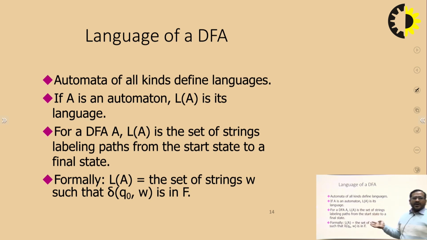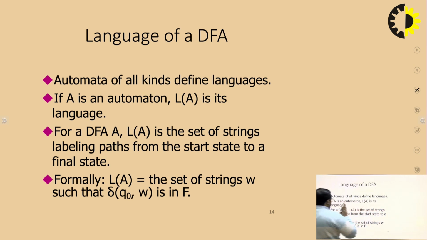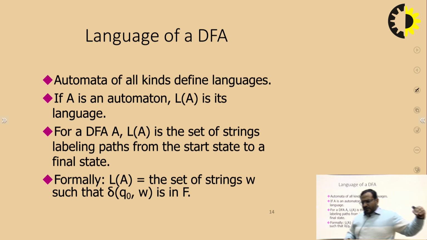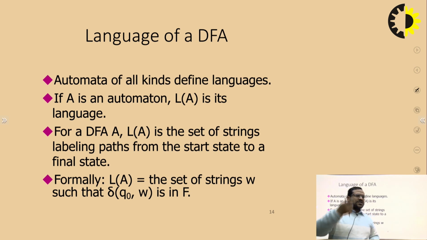What is the language of a DFA? I have already discussed what a language is. Automata are associated with all kinds of defined languages, like context-free language, context-sensitive language, regular language. If A is an automaton, L(A) represents the automaton's language: L for language, A for automaton. For a DFA, L(A) is the set of strings labeling paths from the start state to the final state. So a string is accepted by the machine if you can travel from the initial state to a final state.